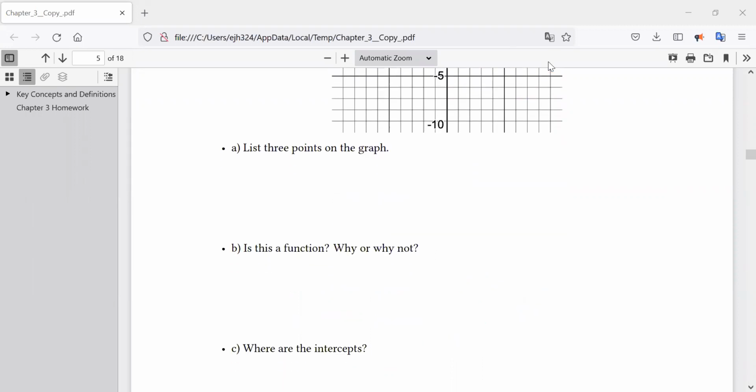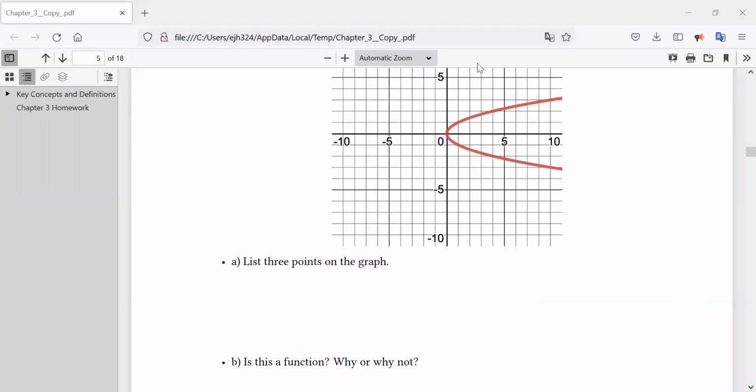So is this a function? Why or why not? No, because it doesn't pass the vertical line test. Exactly. You want to give me a vertical line to draw? Literally anything on the right side of the graph. If x is greater than 0, then it will fail the test. So if we pick x equals 3, that fails the vertical line test.